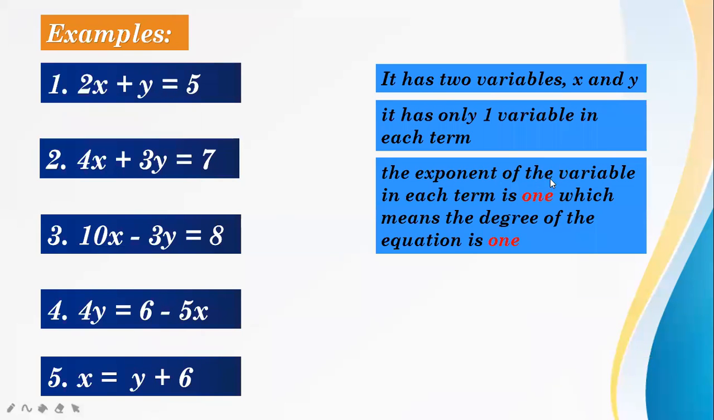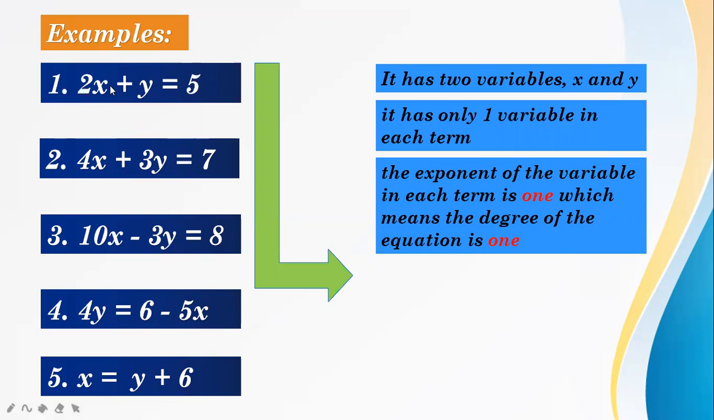The exponent of the variable in each term is 1, which means the degree of the equation is 1. So x to the first power, degree 1. y to the first power, degree 1. The exponent is 1.